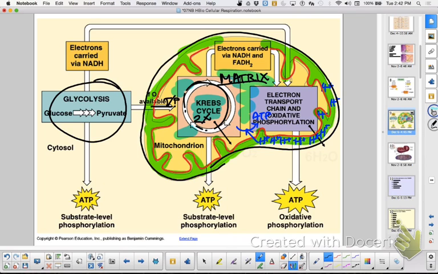Yes? What about the cristae? Okay, the cristae, good, I'm so glad you said that. The cristae are the folds on the red line. That's good. I'm glad you brought that up. Okay, any other questions about location and reactions?